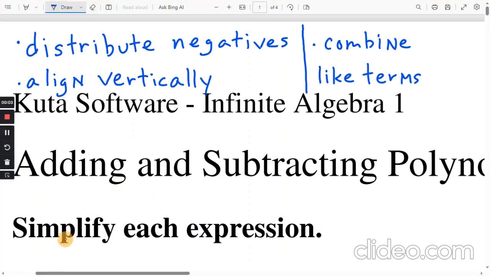All right, so we're going to simplify each expression, and there's going to be 3 main steps. The first step, we're going to distribute the negatives. Then we're going to align the like terms vertically, and then we're going to combine like terms. You don't necessarily have to align them vertically, but I think it helps.